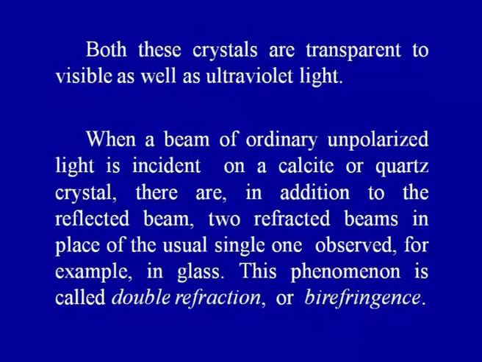When a beam of ordinary unpolarized light is incident on a calcite or quartz crystal, there are, in addition to the reflected beam, two refracted beams. Remember, two refracted beams in place of the usual single one, which is observed for example in glass or any other isotropic material. This phenomena is called double refraction or birefringence.